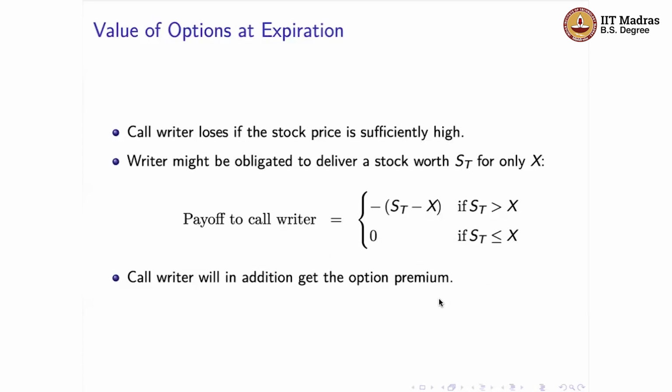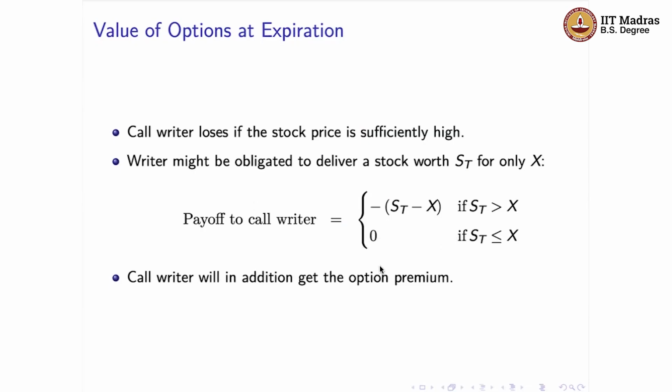Now, this is the payoff to the call writer. In addition, if you want to get to the profit, you have to add in the fact that the call writer is always going to get the option premium, right? Which is the price at which he had sold the option. So in order to calculate profit, you have to add this option premium to both these entries, right?